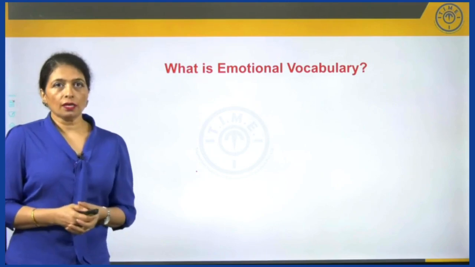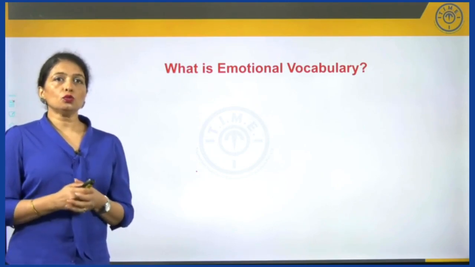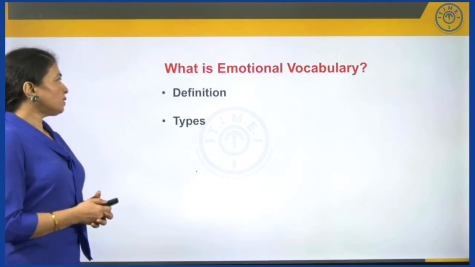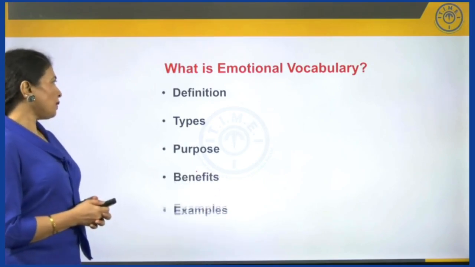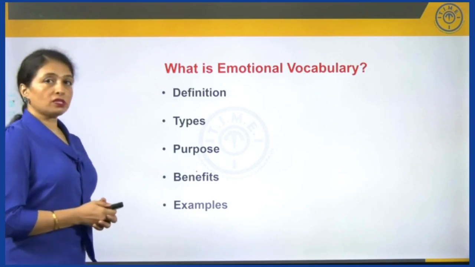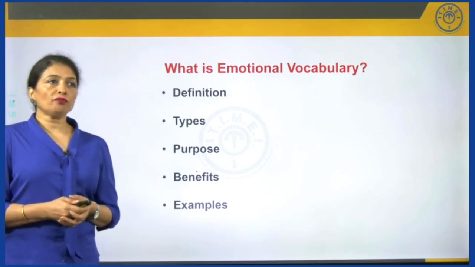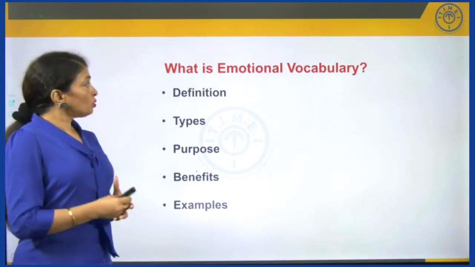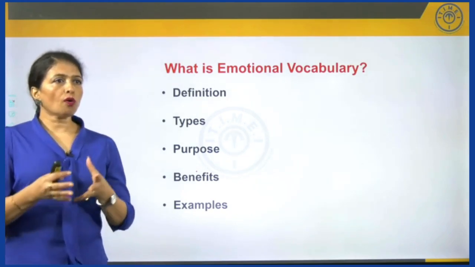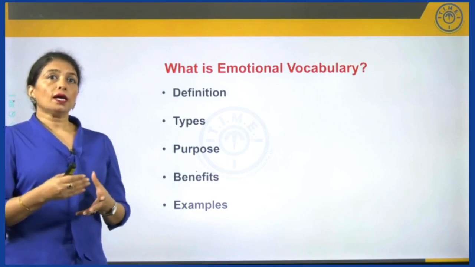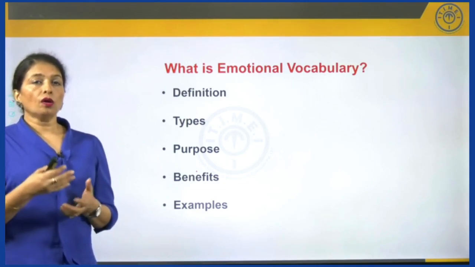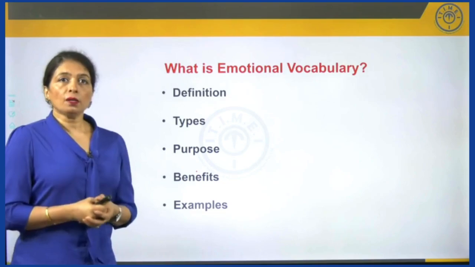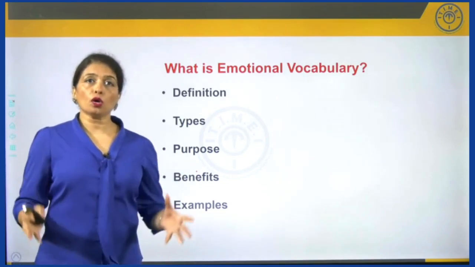So we have: what is emotional vocabulary? This question is very important, and you need to know what exactly emotional vocabulary is all about. So let's take a look at these aspects: definition, types, purpose, benefits, and examples. How do we define emotional vocabulary? Emotional vocabulary is nothing but the use of words that accurately describe how we are feeling, and this, as I expressed earlier, also helps us gain a command on a lot of aspects.